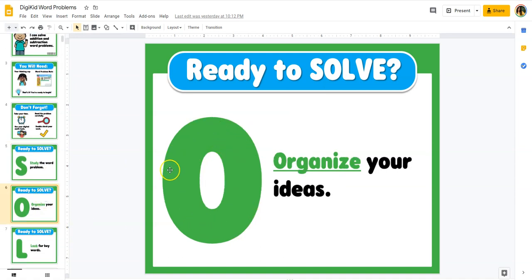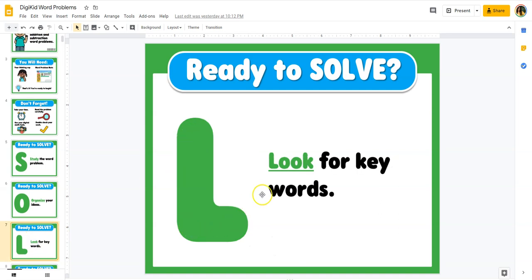The O in the word solve stands for organize. It's important to organize your ideas. So before you jump right in to try to solve your problem, you want to organize your thoughts. Get clear on what is it asking you to do. So you want to study it closely, and then you also want to organize, okay, what will I do first in order to solve this problem? What will I do second? And once you get those ideas straight in your mind and you organize them, then it will be much simpler to go in and solve the problem.